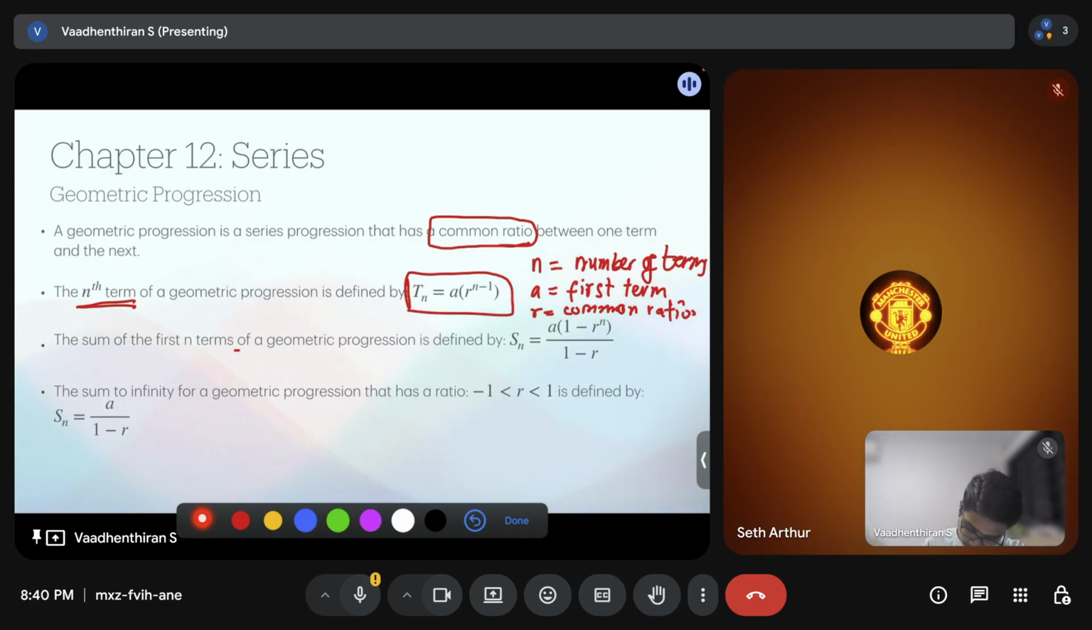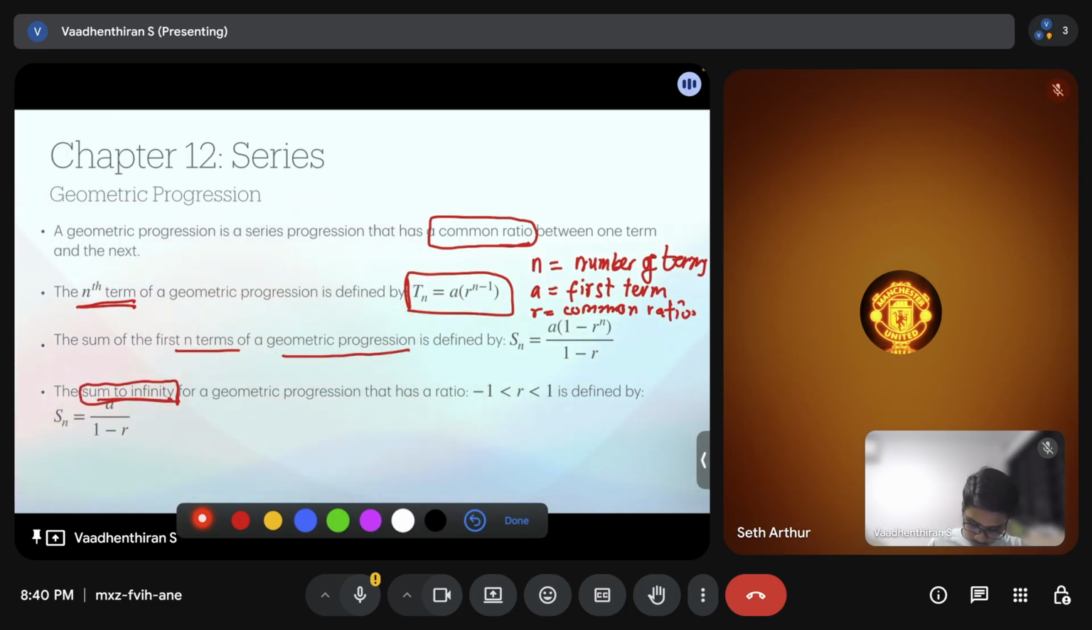So the sum of the n terms of a geometric progression is defined by Sn = a(1 - r^n) / (1 - r). So this is the sum formula for a geometric progression, as we saw before.